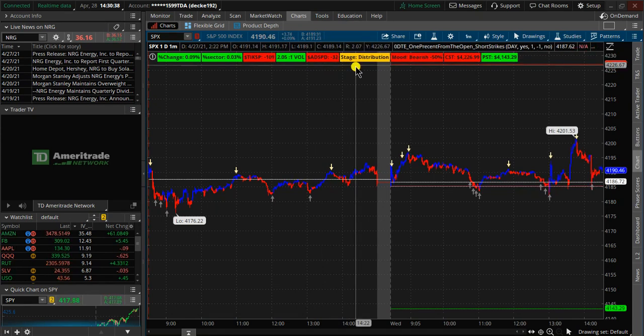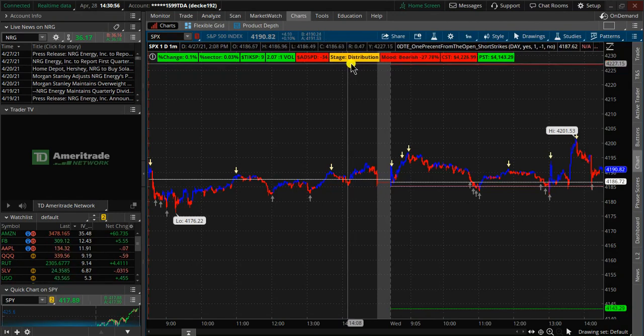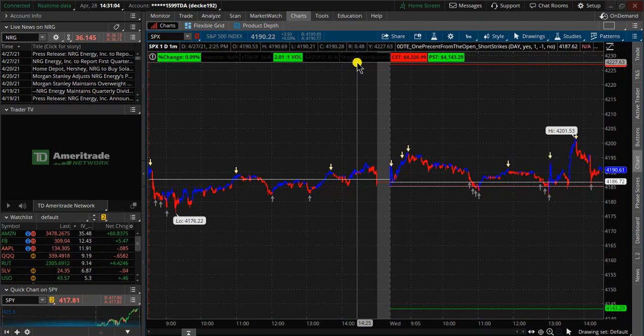The next box here is the stage. This label is not as important, but just so you know, there are 4 different stages: acceleration, deceleration, accumulation, and distribution. If it's accumulation or distribution, then it'll be like it is now, it'll be yellow. If it is acceleration, it'll be green, and if it's deceleration, it'll be red.